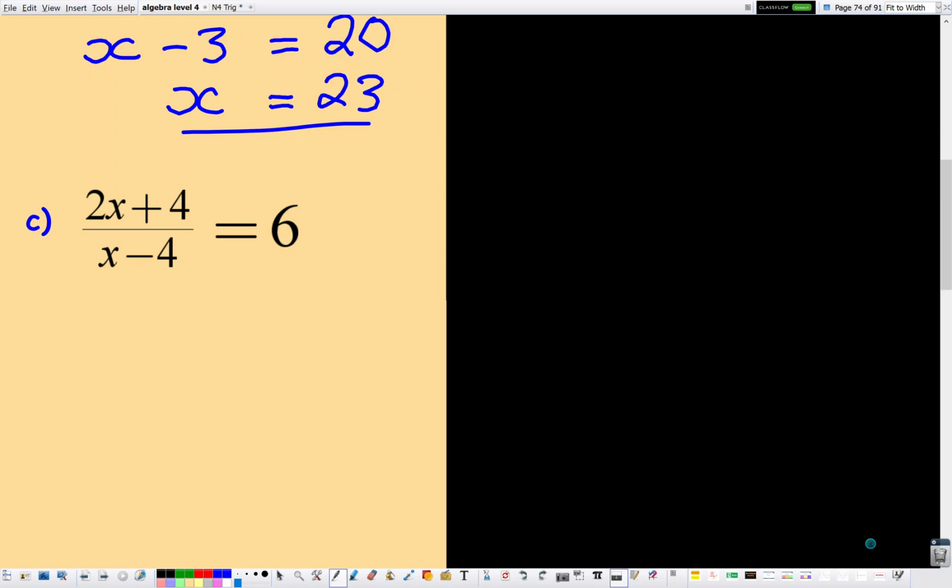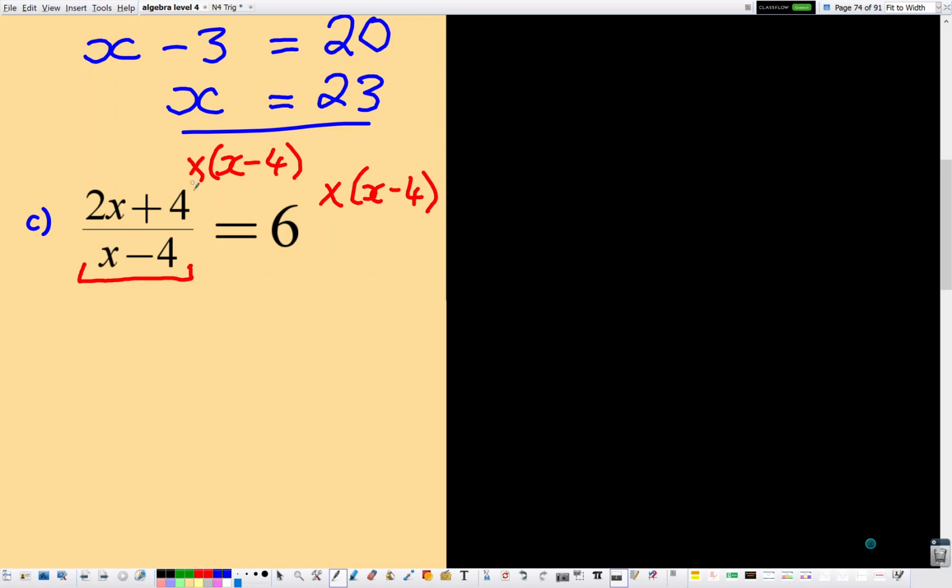2x plus 4 all over x minus 4 equals 6. So again, my first priority is to get rid of the fraction. The way I get rid of any fraction is I multiply everything by the denominator. It just so happens this time that the denominator isn't just one number, it is this expression. Doesn't really matter though. So I'm going to multiply everything by x minus 4. So I multiply that by x minus 4 and I multiply this by x minus 4. So whatever the denominator is, you multiply by that.